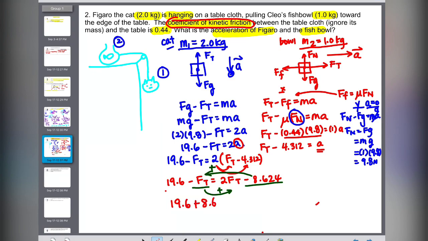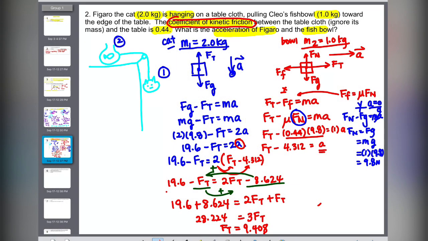So 19.6 adding 8.624 equals 2Ft adding Ft, so 3Ft on the right hand side, and then I'm going to gather up everything on the left hand side, add the 2, 28.224, so Ft worked out.